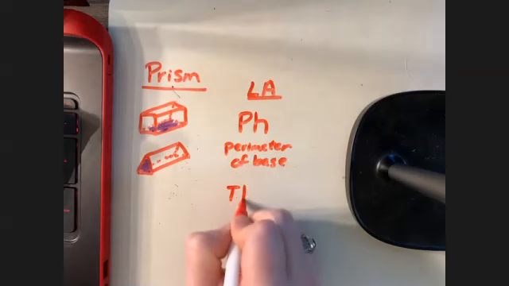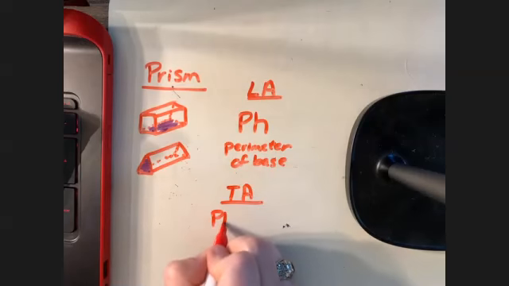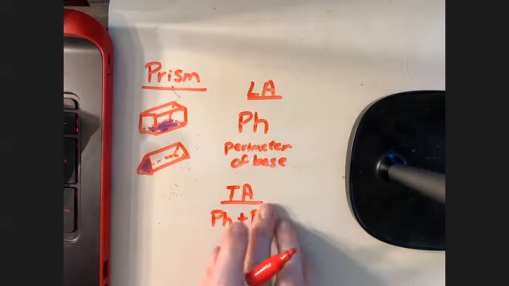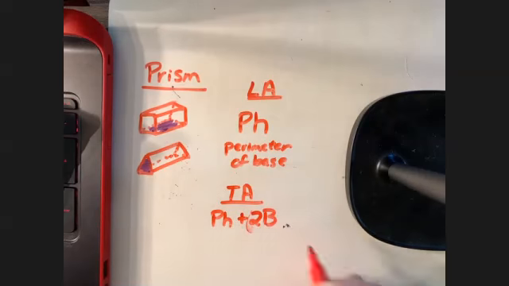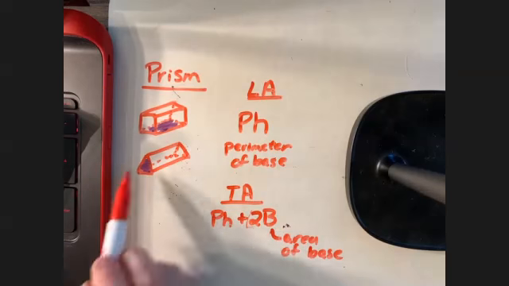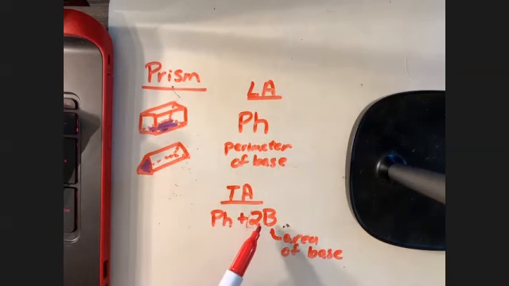Total area is going to be that perimeter times h, so that lateral area that you found, plus 2 big B. Remember that big B is the area of the base, so you'll need to use whatever area formula you need to find that. If you don't remember what those are, go back and look at the video from Granny's Garden, where I mentioned all of the shapes that you would probably be using as bases.